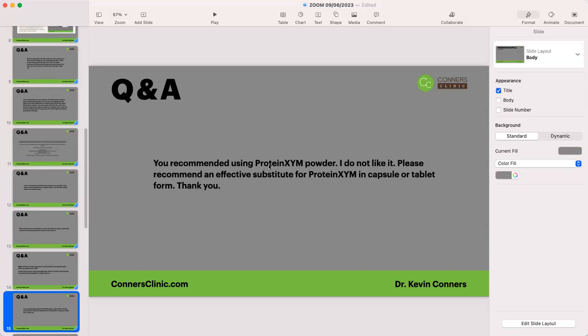You recommended using protein zyme powder for me. I do not like it. Please recommend an effective substitute for protein zyme in capsule or tablet form. Well, the problem with taking a protein powder in itself is that I don't think taking a protein powder is as good as just eating some protein.